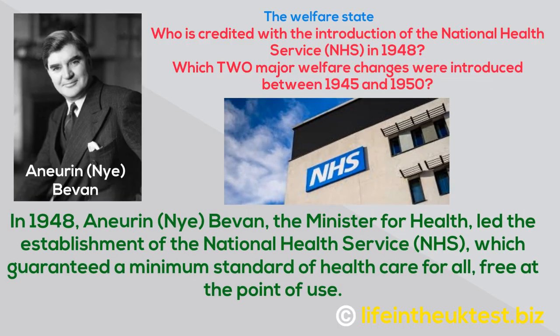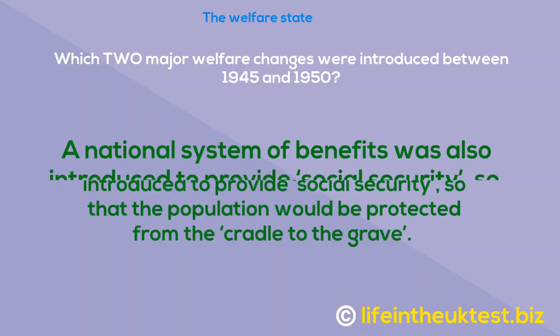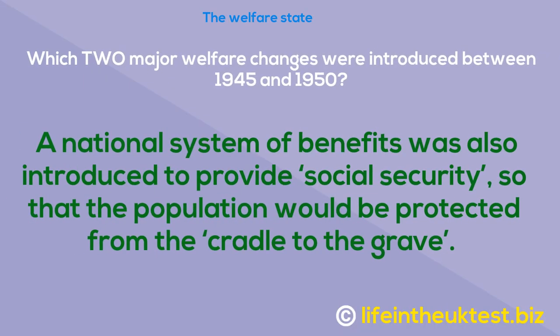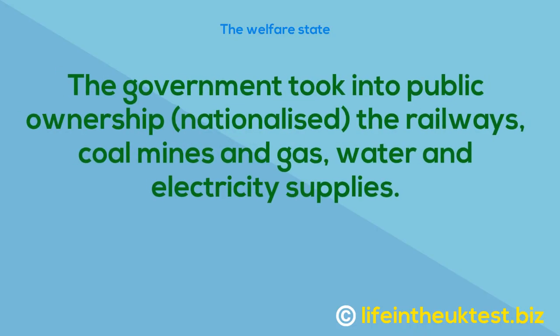Two major welfare changes were introduced in 1948. Aneurin Bevan, the Minister for Health, led the establishment of the National Health Service, NHS, which guaranteed a minimum standard of health care for all, free at the point of use. A national system of benefits was also introduced to provide social security, so that the population would be protected from the cradle to the grave. The government took into public ownership, nationalised, the railways, coal mines and gas, water and electricity supplies.